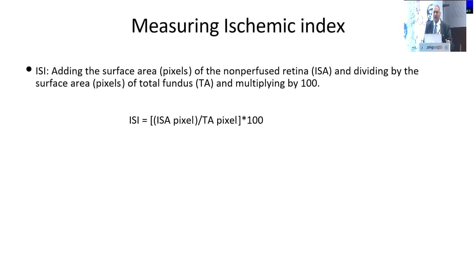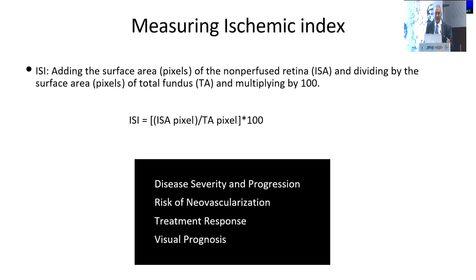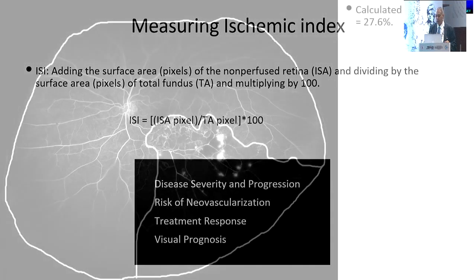That makes sense now to quantify this ischemia, and probably measuring the ischemic index would be one way, which is adding the surface area of non-perfused area, dividing it by the surface area of the total fundus, multiplying by 100. And there are studies which have shown it correlates with severity, progression, risk of neovascularization, treatment response, and even visual prognosis.